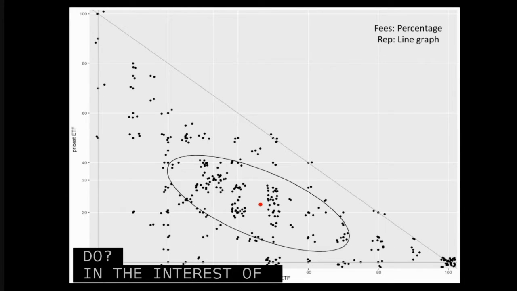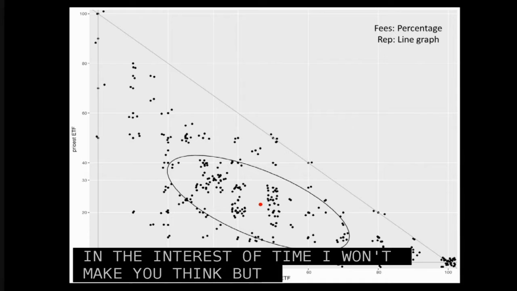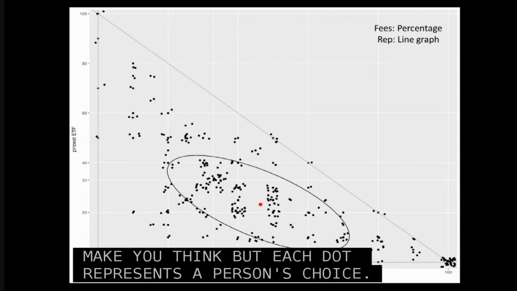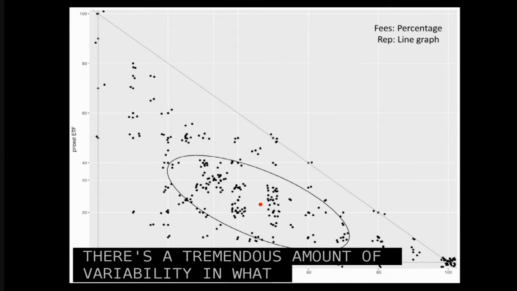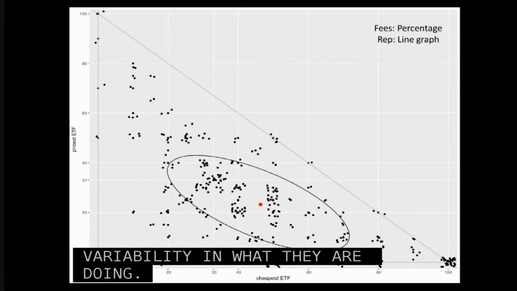And so the red dot in the middle is the average of all of this, but there's a tremendous amount of variability in what people are doing. Some people are investing all in the cheapest ETF, are sensitive to price. Others are naively diversifying. Others are using a strategy like 60-20-20. It's all over the place.